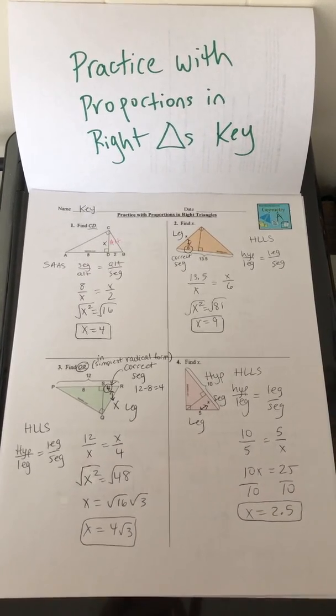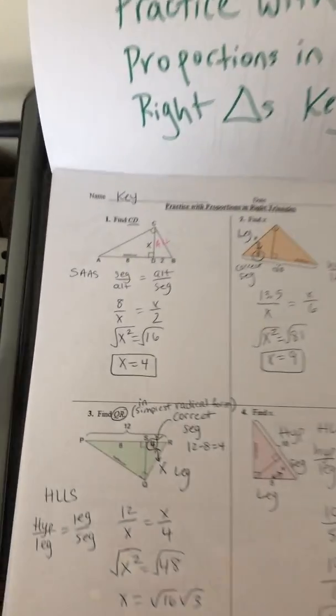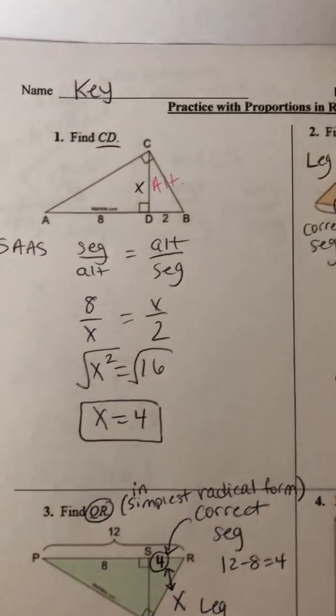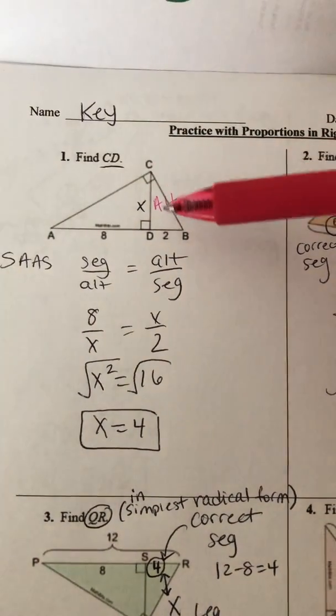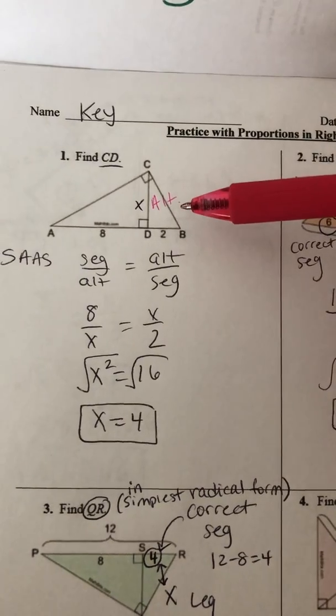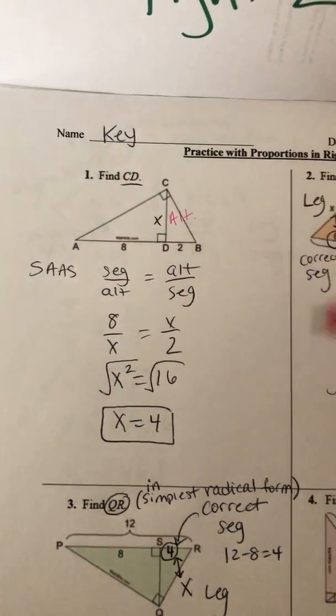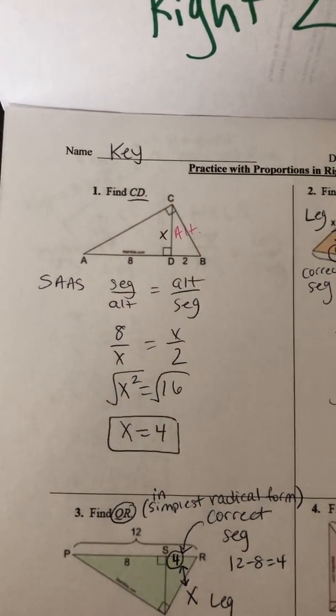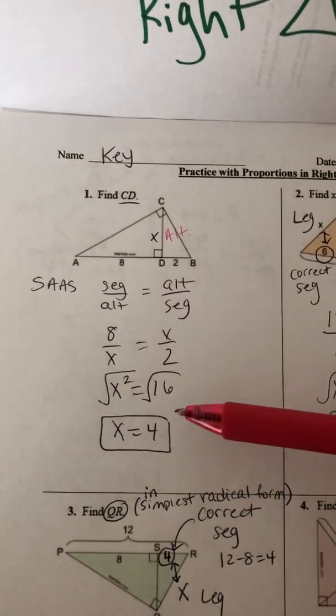This is the key for practice with proportions in right triangles. Take a look at question 1. The side we're looking for is CD, so I put an X on CD, and that is the altitude of the figure. That's SAS. Segment over altitude equals altitude over segment, and X, or CD, is 4.